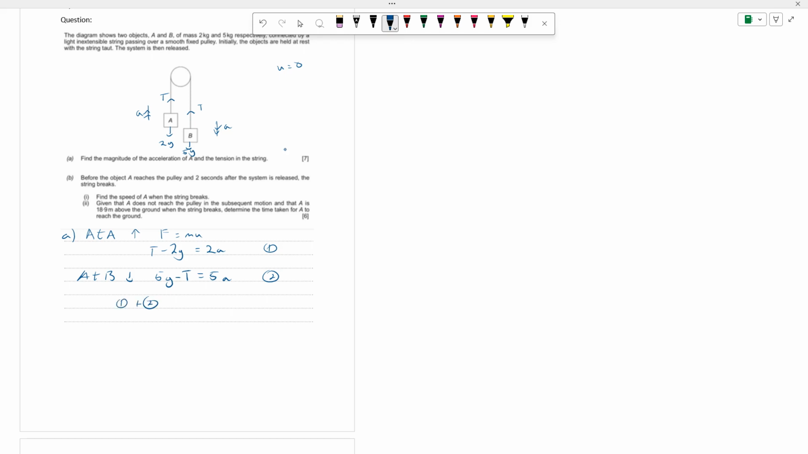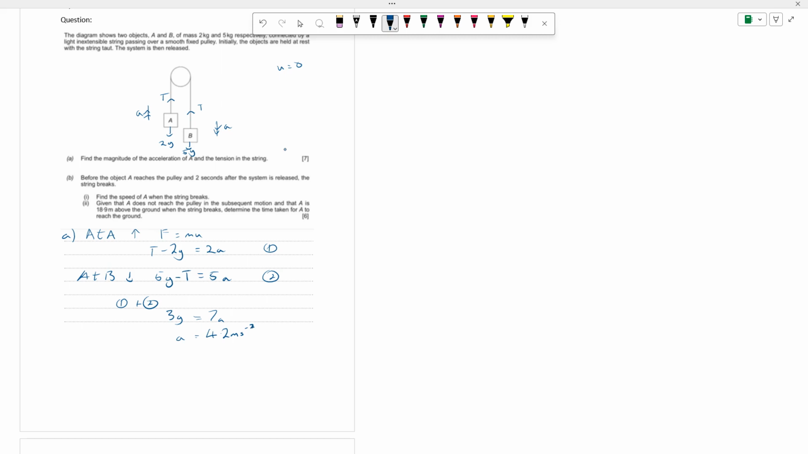So minus 2g plus 5g is 3g. T minus T is going to get rid of it, and I get 7a. And type in my calculator. I know g is 9.8, so 3 times 9.8 and then divided by 7 gives me 4.2 meters per second squared.